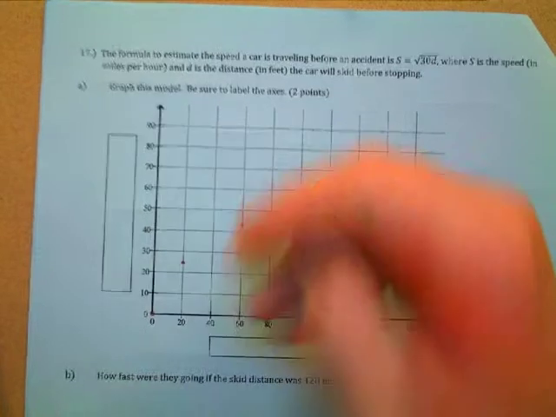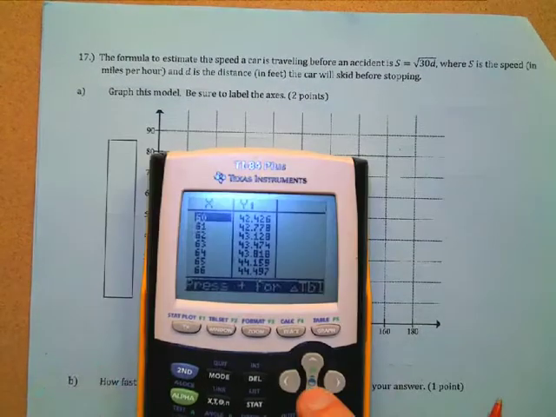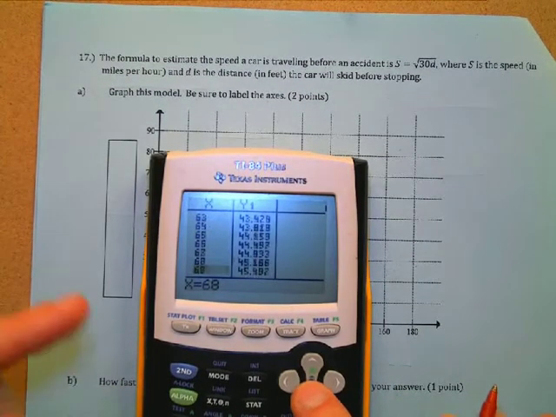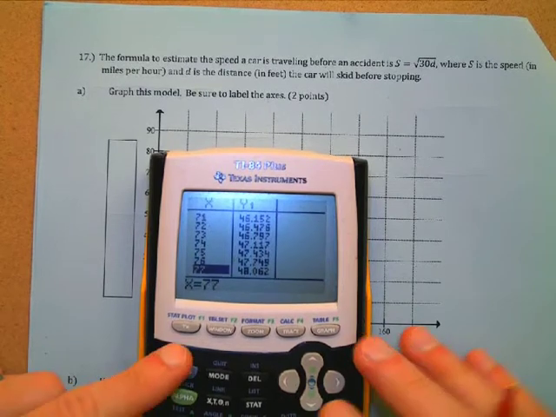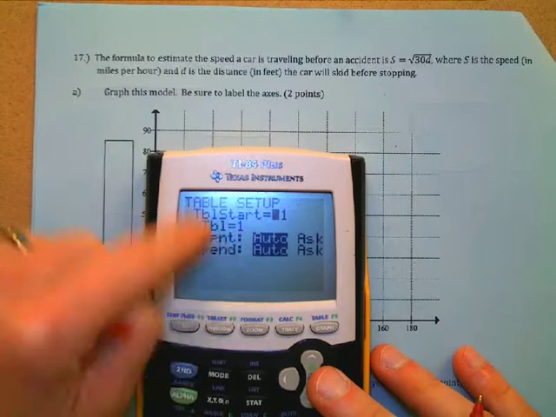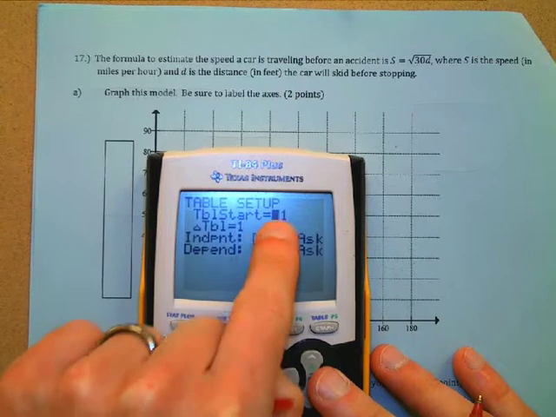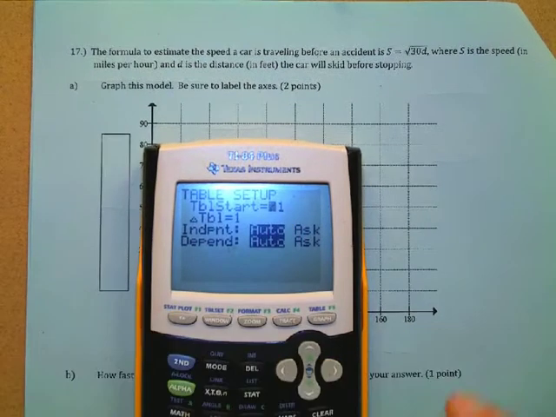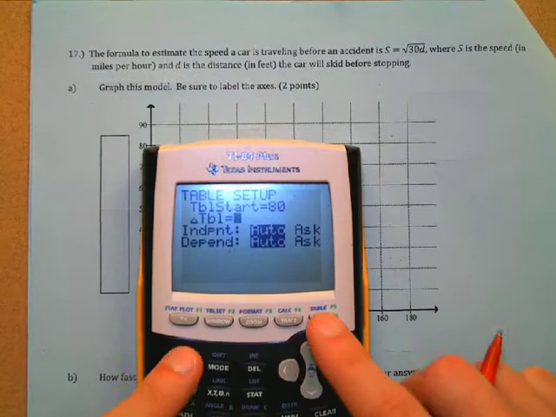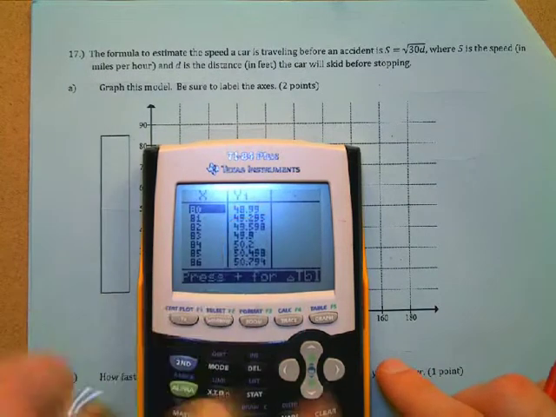And if you want to know how to jump without having to scroll, okay, because it's a lot to scroll from like 60 to 70 to 80, if you press second window, that takes you to your table setup, you can tell your graphing calculator where your table is going to start. So I'm going to have it start at 80, and then see at 80, it's 48.99.